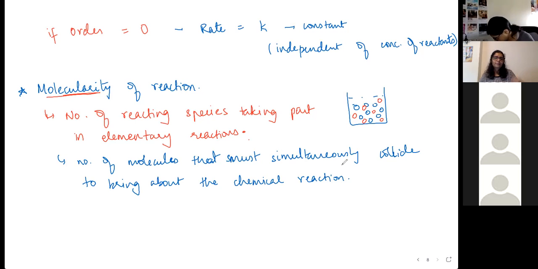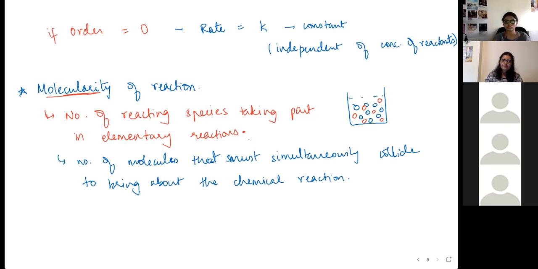But when it comes to complex reactions, whenever you have multiple steps, whichever is the most important step, without which the chemical reaction will not happen or which is crucial for the product to form, that's the rate determining step of sorts. In that particular step, how many molecules should simultaneously collide for the chemical reaction to happen so that the product can be formed at the end?